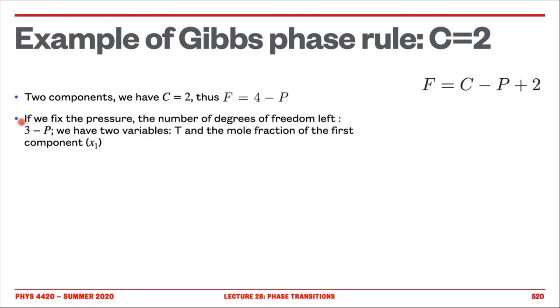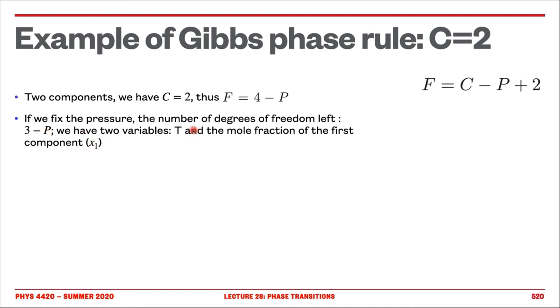Usually in that case, we have to force another one. We need to force another variable in order to be able to plot things. Otherwise, we have to plot them in three dimensions. It's not always easy. So imagine that we fix the pressure. So we work at a given pressure. So we impose 1 degree of freedom. We constrain it. So that means that what we really have is 3 minus P, right?